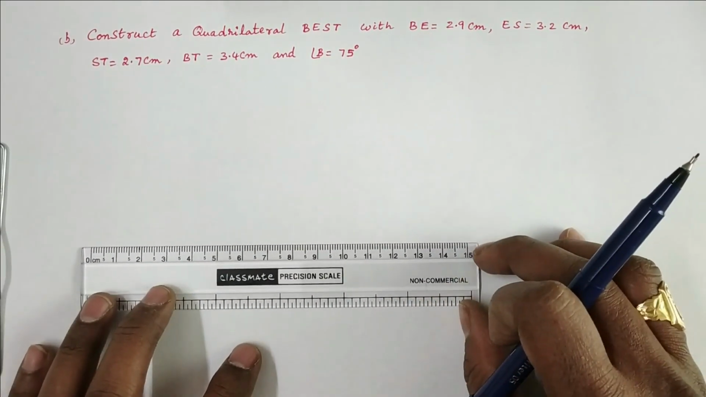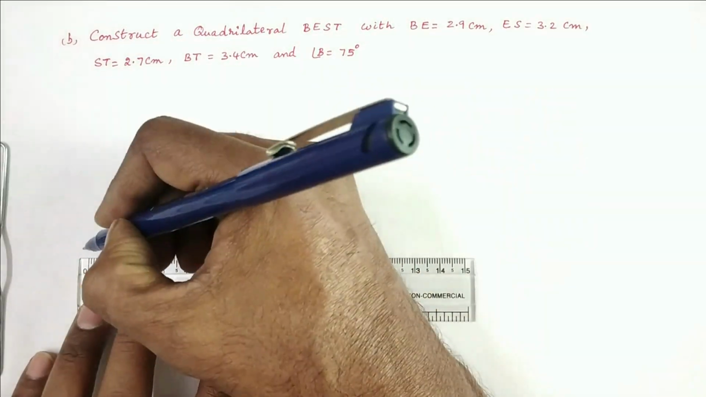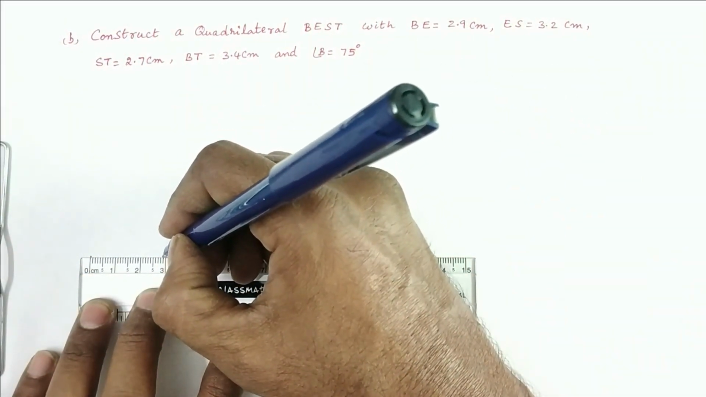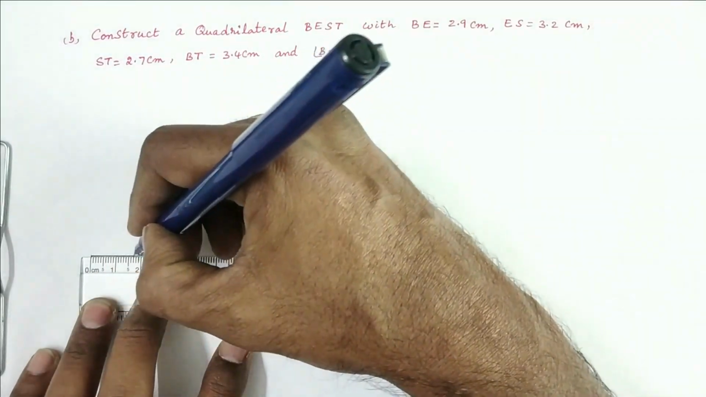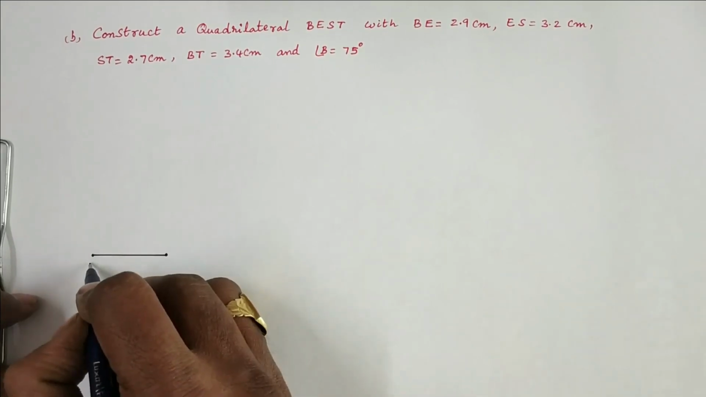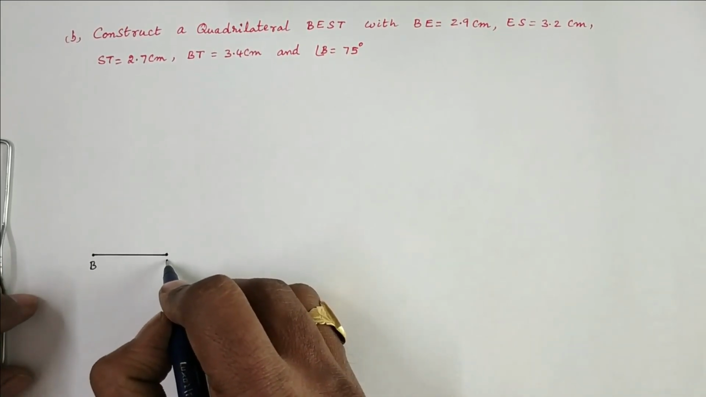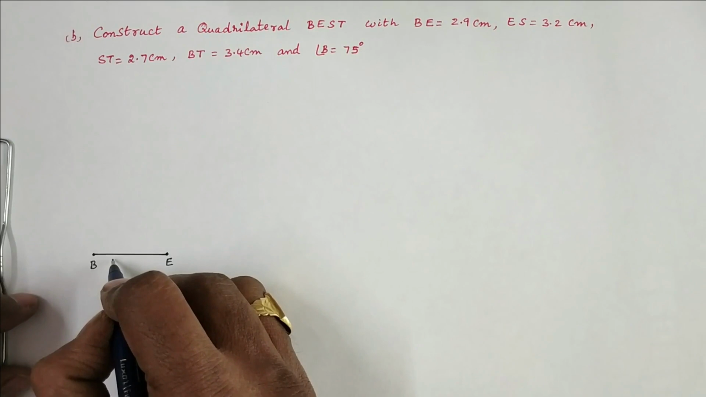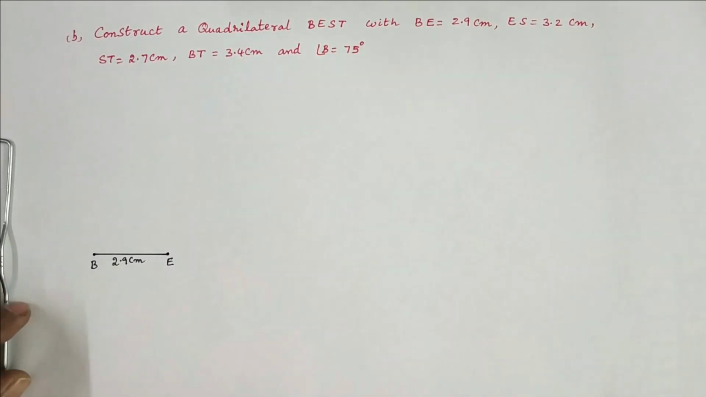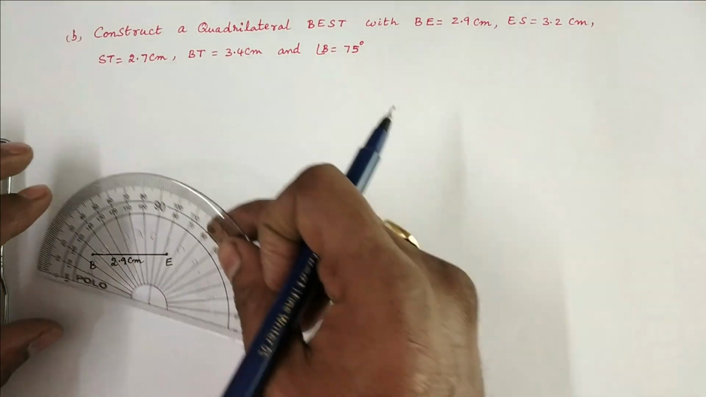2.9 centimeters. B, E, 2.9 centimeters, and construct 75 degrees with the protractor.